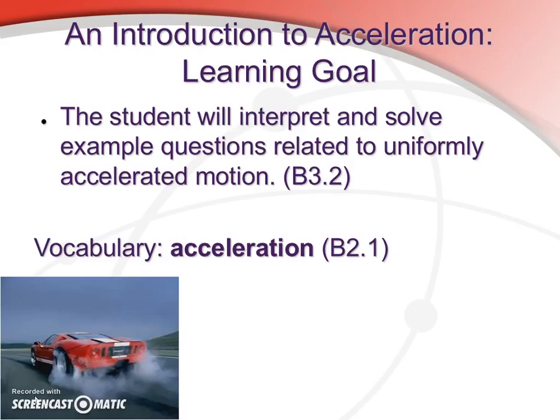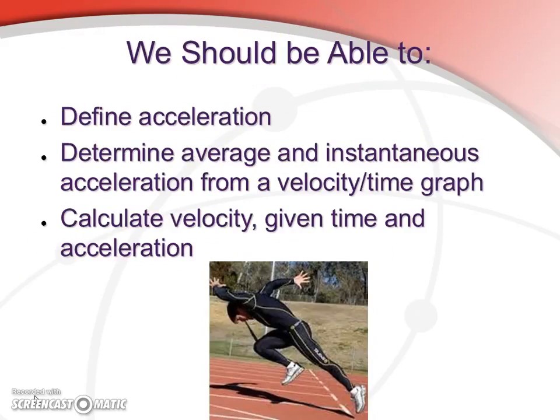Today we're going to learn how to interpret and solve some questions related to, specifically, uniformly accelerated motion. By the time we're done, we should have a good working definition of acceleration. So our objectives today: define acceleration, determine average and instantaneous acceleration from a velocity time graph, and calculate velocity given the time and acceleration, and also be able to do calculations based on the same equation given the other variables.